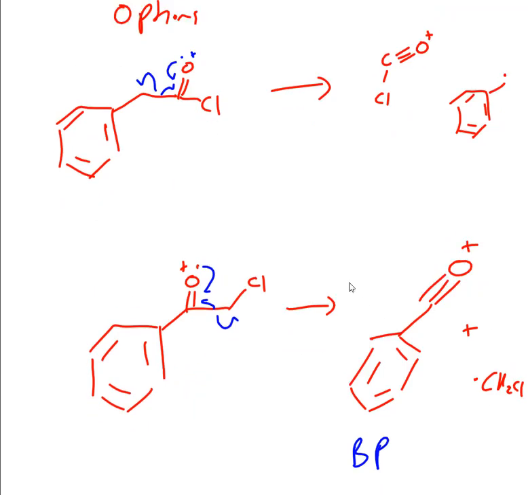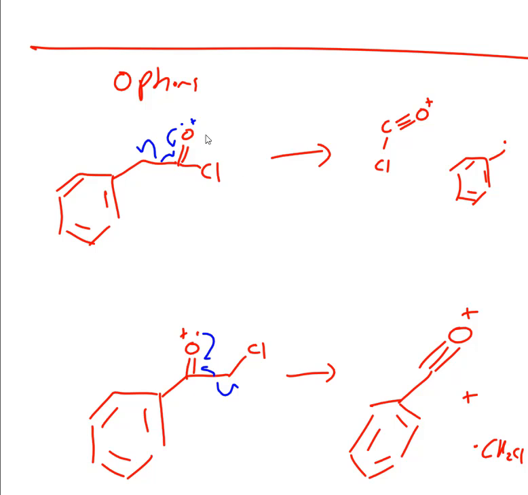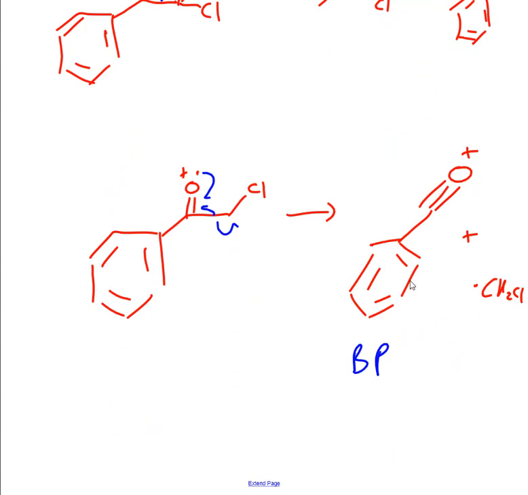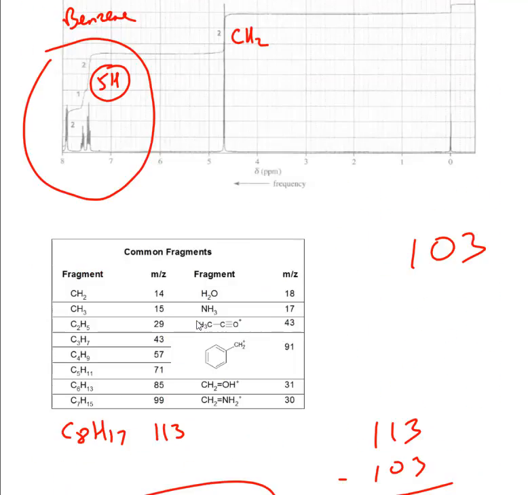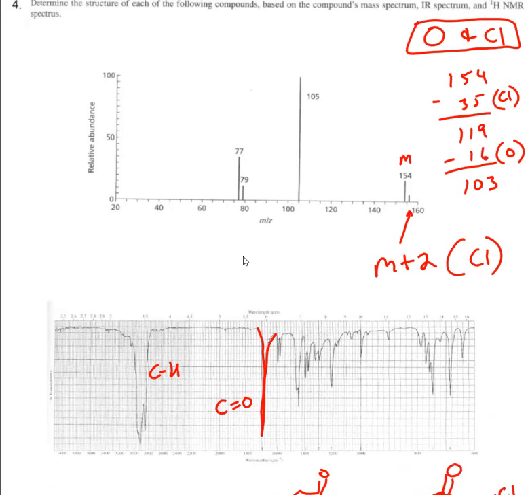Yeah, you could do that. But even if we broke off the Cl, there's an extra carbon here than there is down here. So let's go ahead and figure out what this number is, and compare it to this one to see which one is the base peak up here. We're looking for 105. 105 is the base peak, right? So whichever one gives us 105 is the winner.